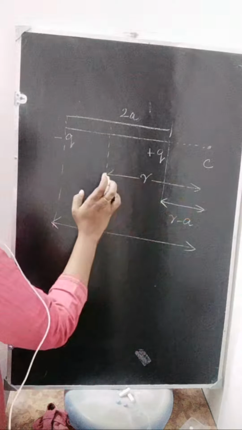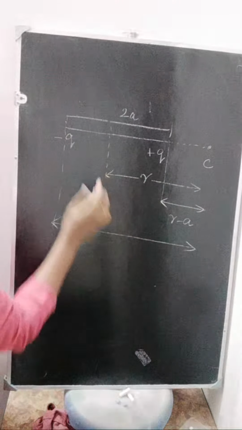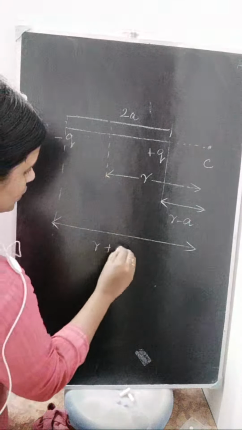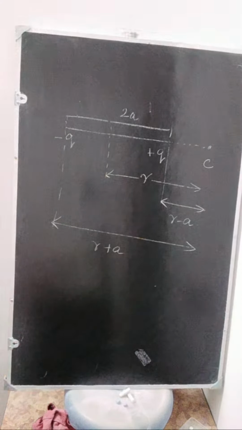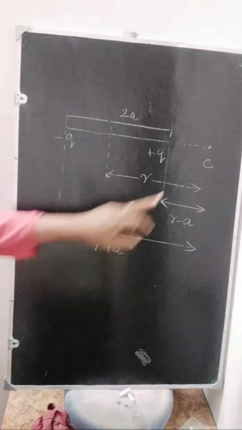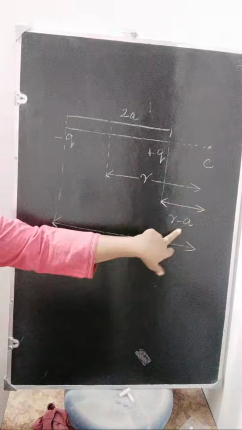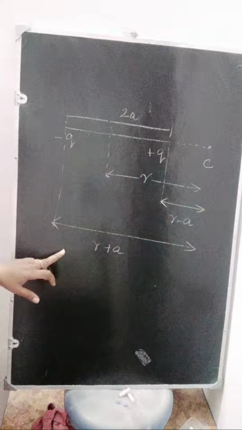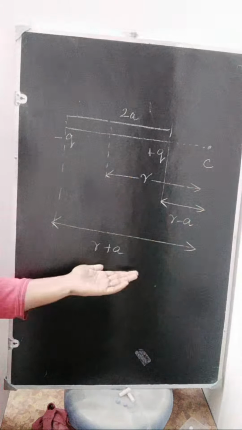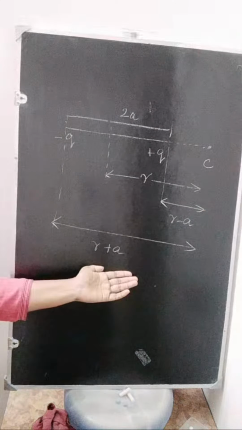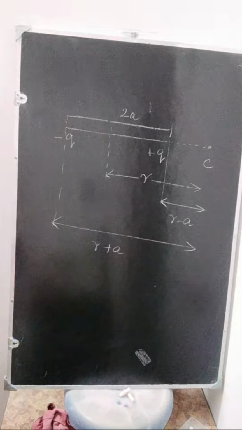This distance is R. Add this value which is plus A. So it gives you the distance R plus A. So from plus Q the test point is located at the distance R minus A, and from minus Q the test point C is located at the distance R plus A. So this is fine. Okay, distance value now we got.